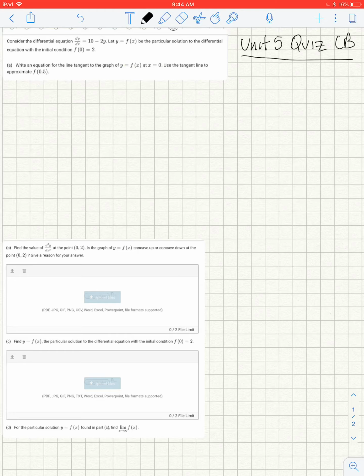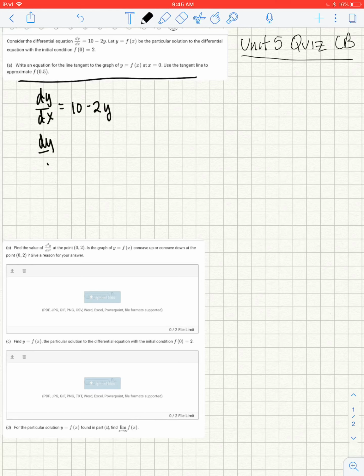Okay, but anyway, let's go over this problem. So we have this differential equation that's given, and they give you an initial point of (0, 2). We want to write the equation of the tangent line at 0, and then use that to approximate f(0.5). So remember, the derivative is going to give us our slope.